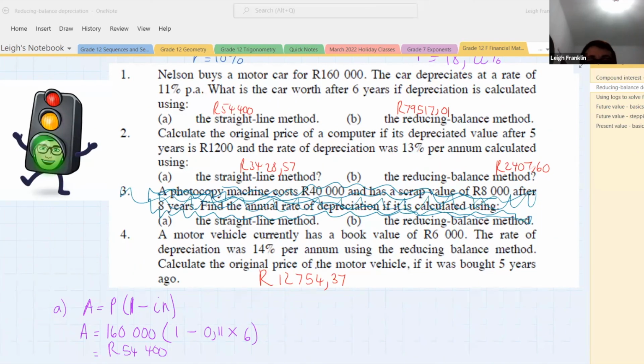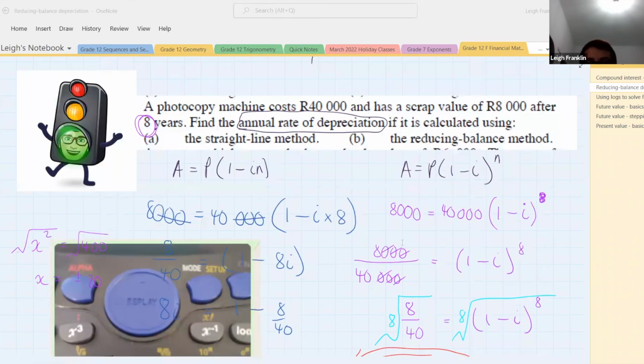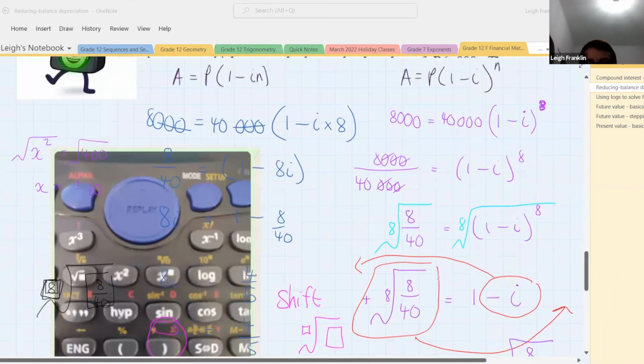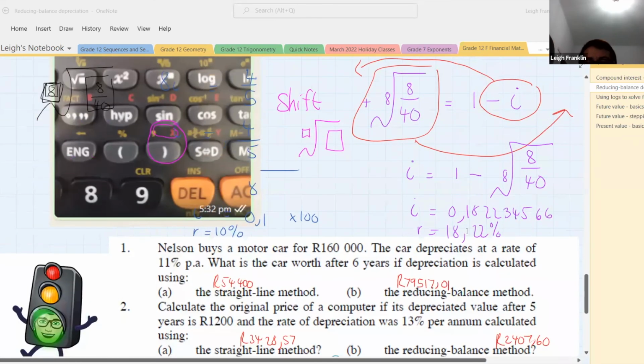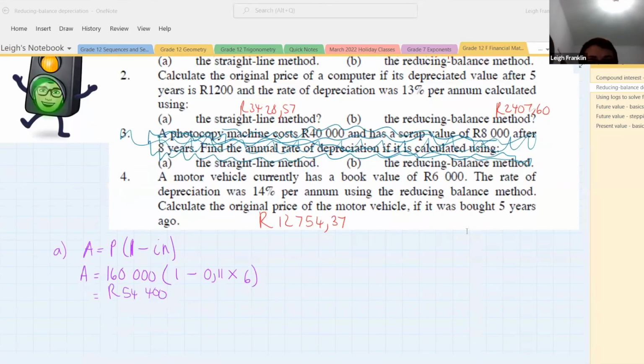Okay, 3B. We've done number 3. Number 3 was actually the same as the question up here about the photocopier, so we've done that. That's why I said you don't have to worry about doing it again, unless you do want me to do that same question. Yes, exactly.